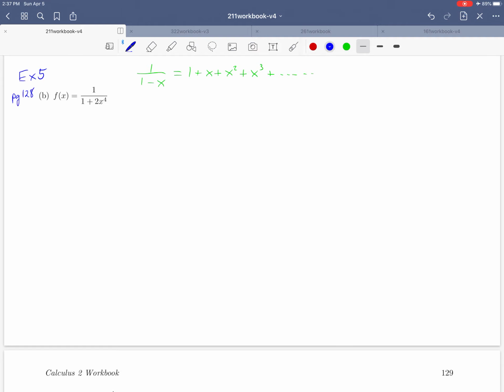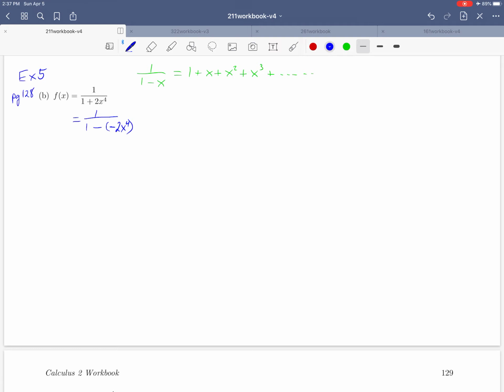Nice series. Now, what do we need to substitute in for x into this power series to get 1 over 1 plus 2x to the fourth? You want to rewrite it so that it's 1 over 1 minus something. And so what does that something have to be? Well, we have plus 2x to the fourth. We want minus, so that means we need another minus to overall get a plus when we multiply this out. And then it's just the 2x to the fourth.